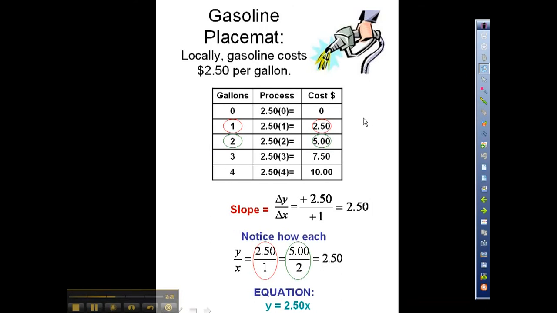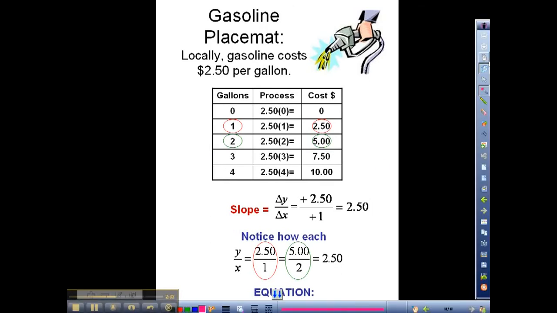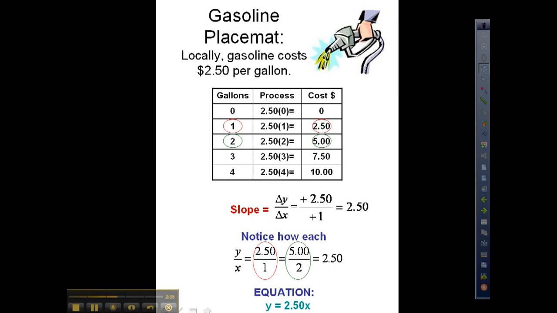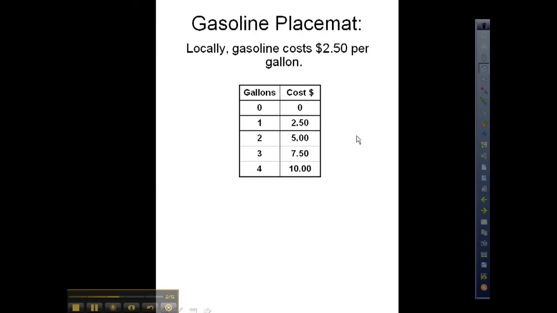Look at your equation. What don't you see? Oops, you don't see it at all now. What don't you see down here? The y-intercept, because the y-intercept's what? 0. Here's the table. What about cross products?